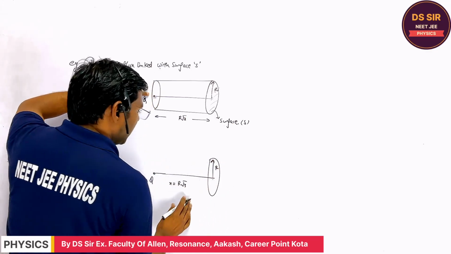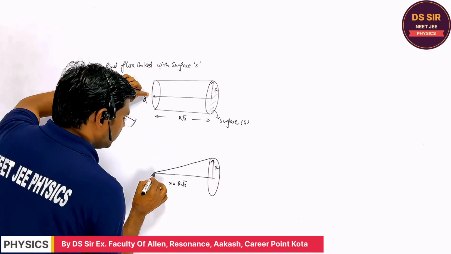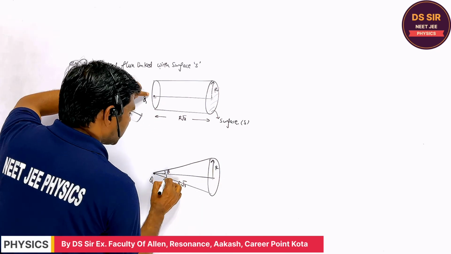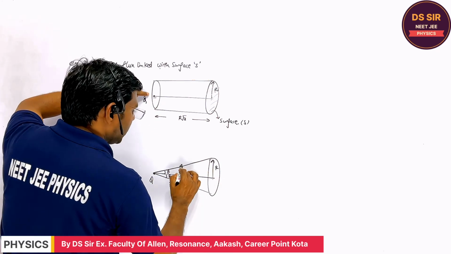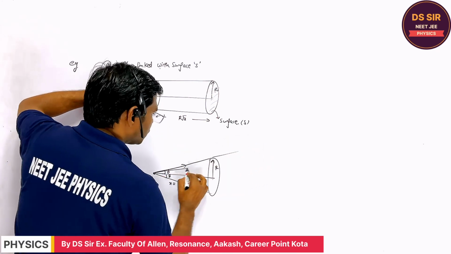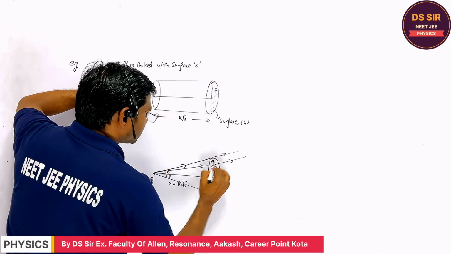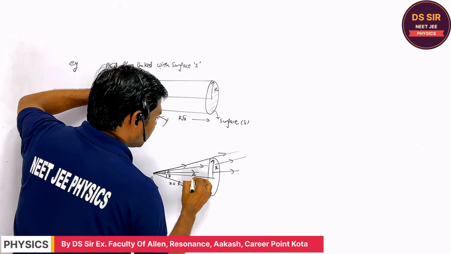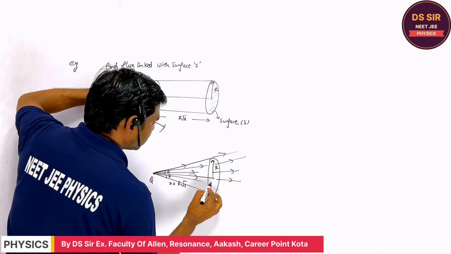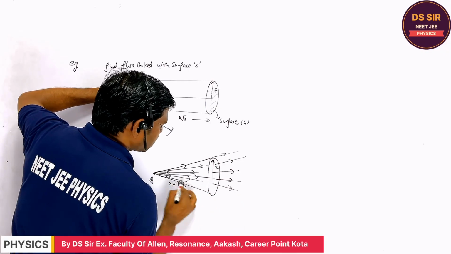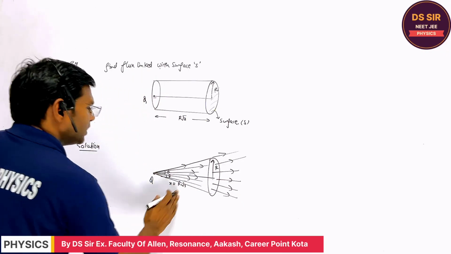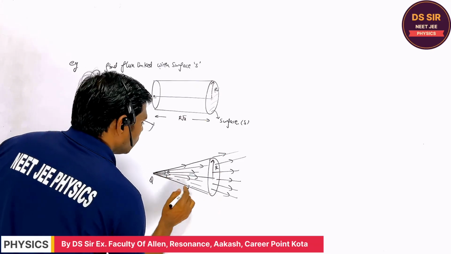The radius is r. So first you will find this angle theta. Listen one thing. The electric flux. How to find the electric flux? This is the electric flux you have to find, the flux passing through this surface. Is it clear?